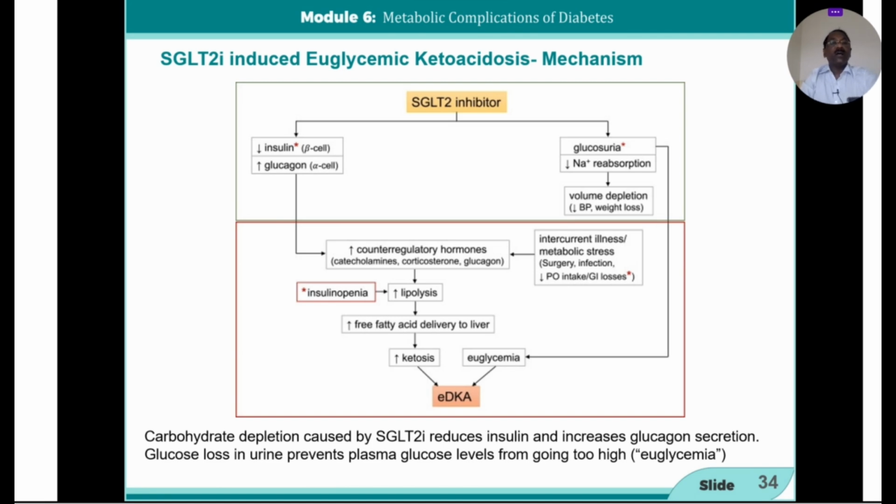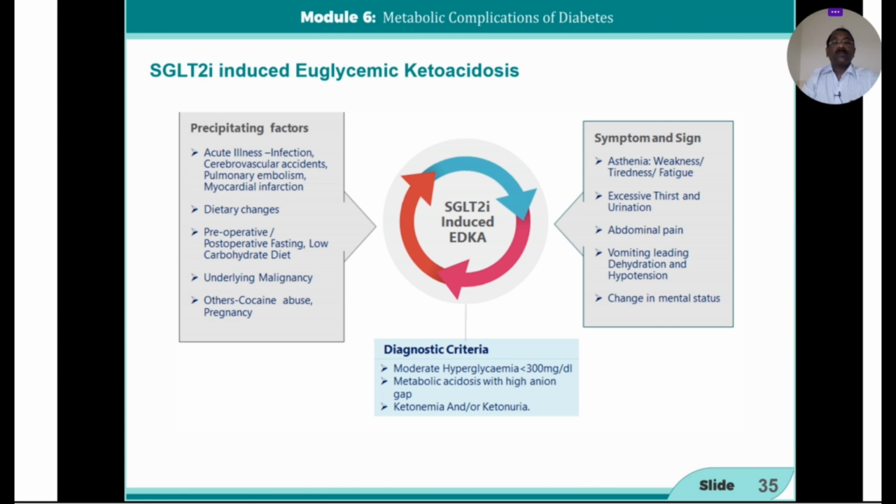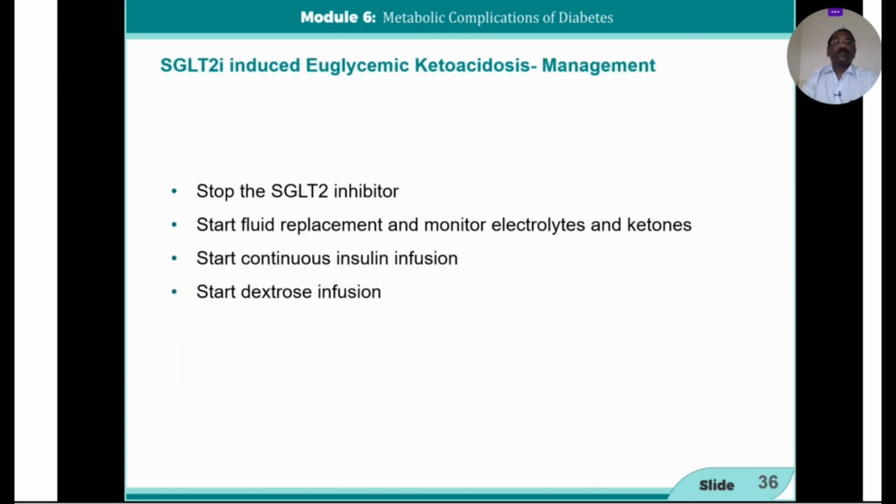So this is our SGLT2 inhibitor induced DKA. Management: stop the SGLT2 inhibitor therapy, start fluid replacement, and monitor the electrolytes and the ketones. Start continuous insulin infusion and dextrose infusion.